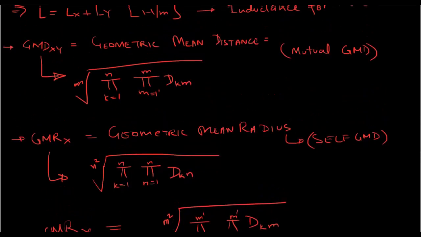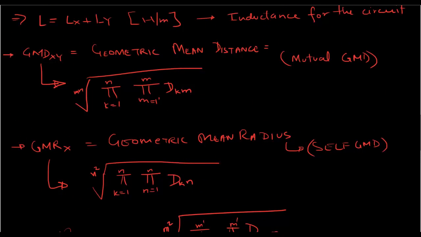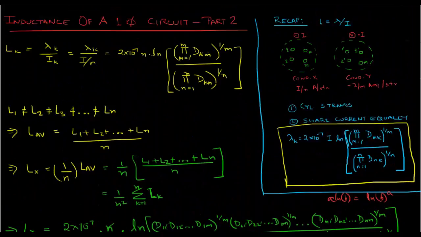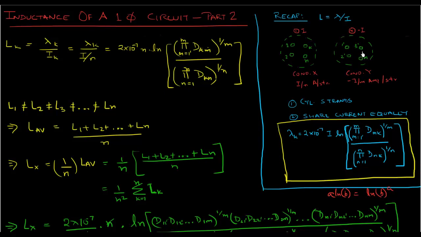So in essence, GMD is nothing but the distance for all the strands from conductor X to conductor Y, a product of all of them, and GMR, the geometric mean radius, is the product of all the distances for the strands within the conductor. So for X it will be within X, for Y it will be within Y.